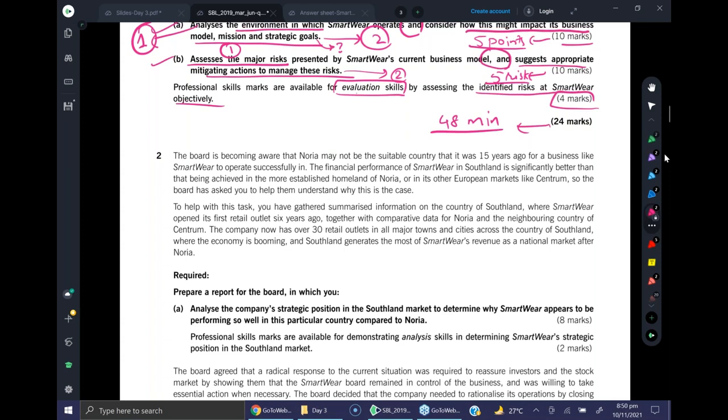Okay, so Neil is asking that for question number 1, part B, can we use a tabular format? So guys, what do you have to say about this? Can we use a tabular form? What did I tell you yesterday?